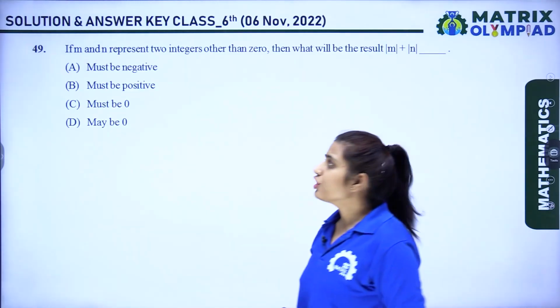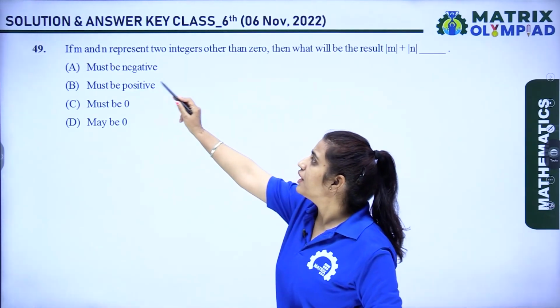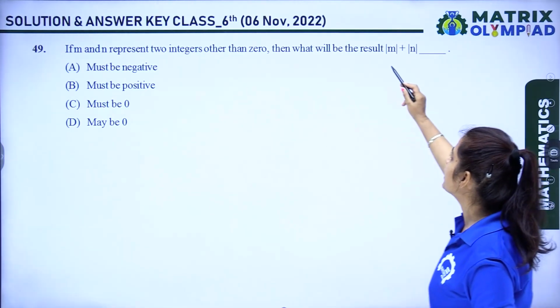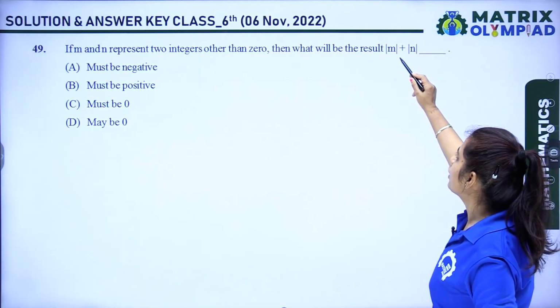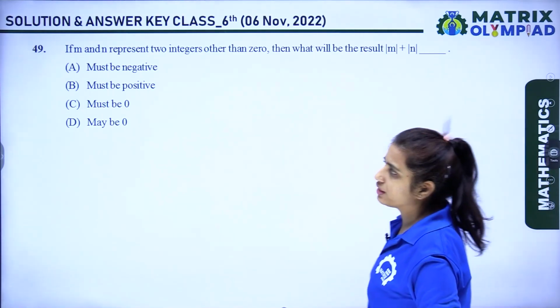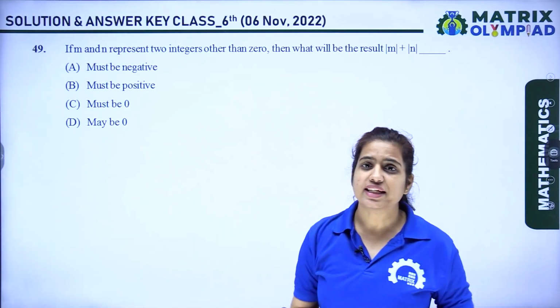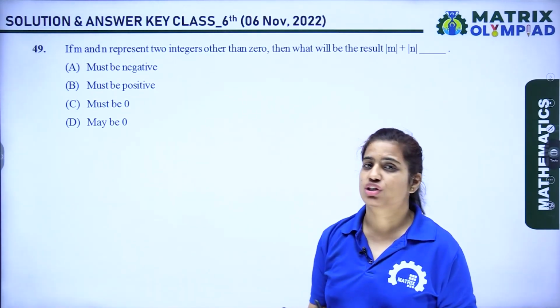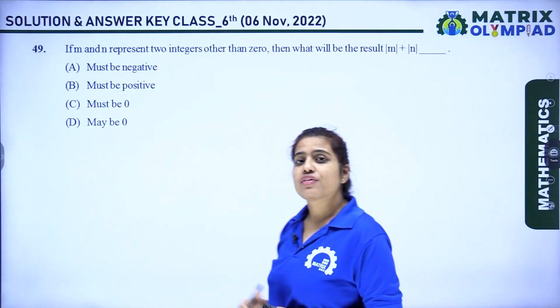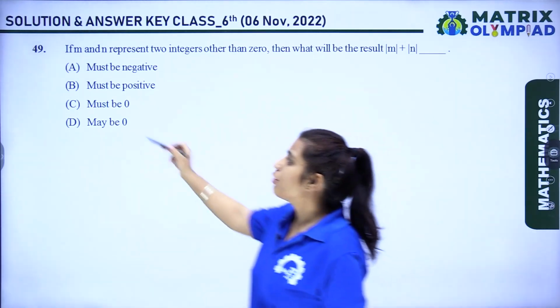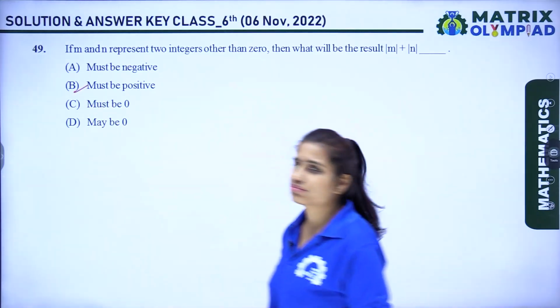The next question is, if m and n represent two integers other than 0, then what will be the result of absolute value of m plus absolute value of n? Now we know that the absolute value of any integer is positive. So the sum of positive numbers is also positive. So we can say that option B is the correct answer.